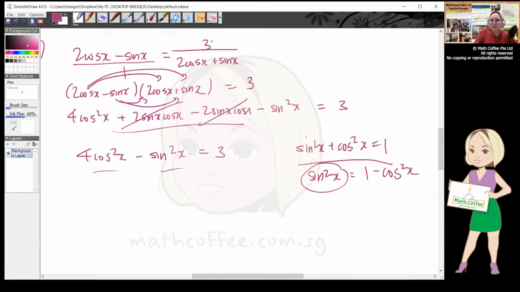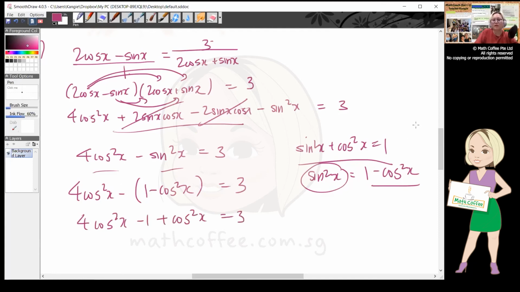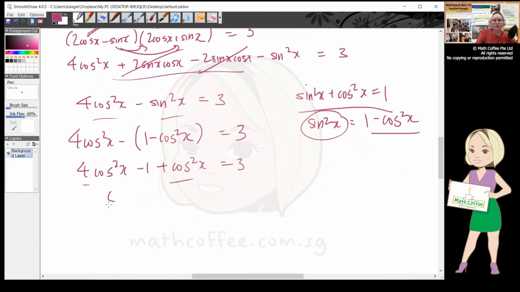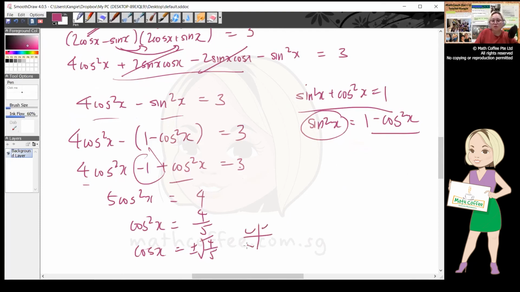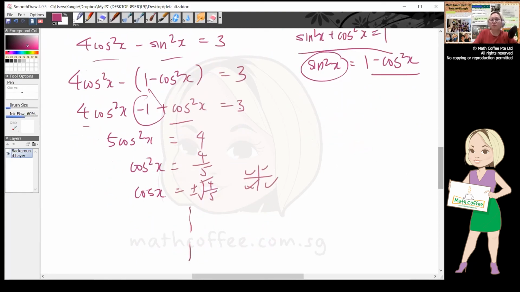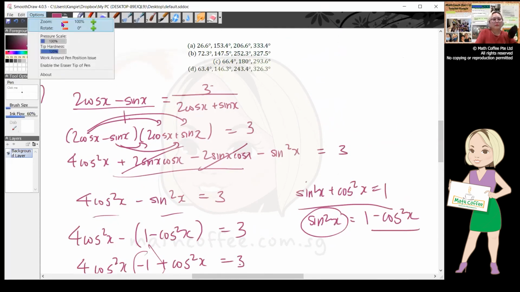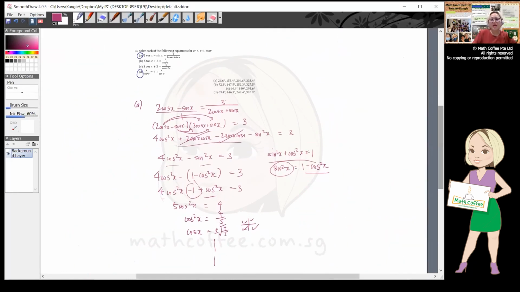So I'm going to change sine square x to become this. It'll be 4 cosine square x minus bracket 1 minus cosine square x equals 3. So 4 cosine square x minus 1 plus cosine square x equals 3. 4 plus 1, so it's 5 cosine square x equals 3 plus 1, so it's 4. So in the end, I get cosine square x equals 4 over 5. Cosine x equals plus minus square root of 4 over 5. All 4 quadrants are involved, and after that, the rest I can give to you. So this is for question 13A.